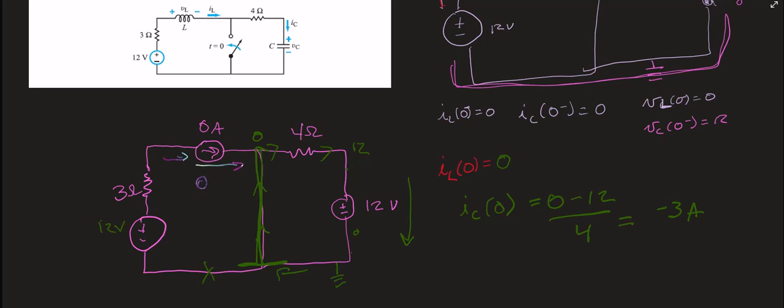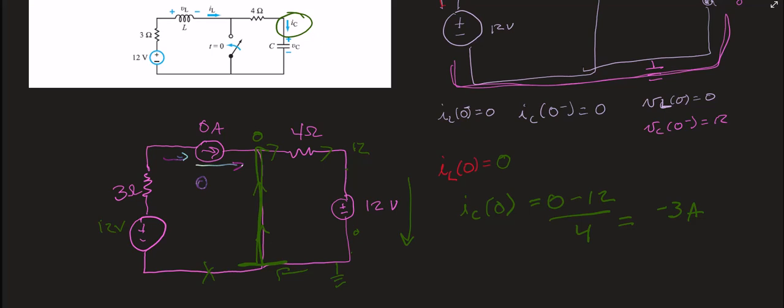So interestingly, I drew it going the wrong direction. Not wrong. I mean, that is the direction I'm supposed to be drawing it, going in that direction. But it is -3 amps. So IC of 0 is -3 amps.